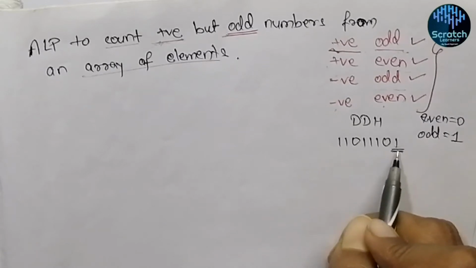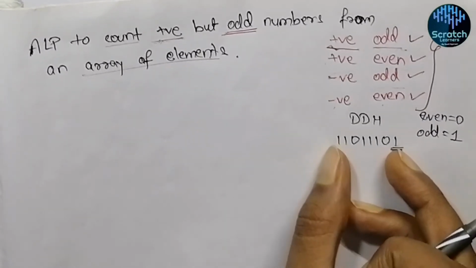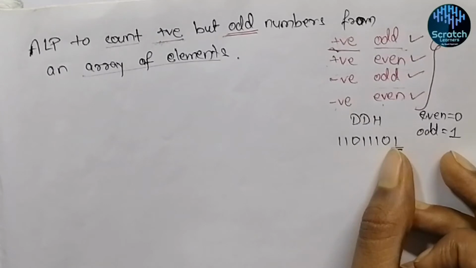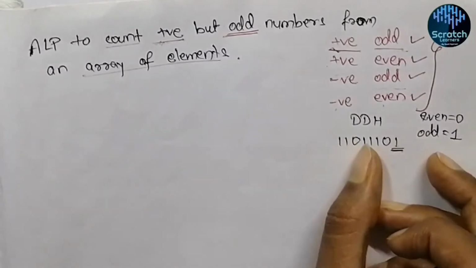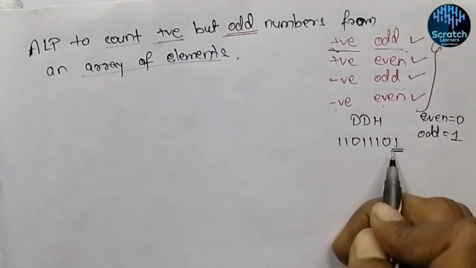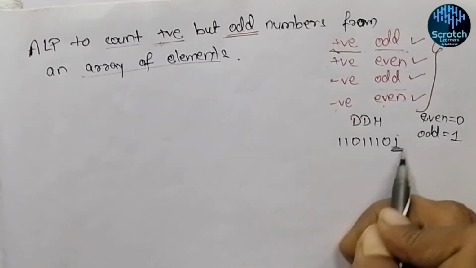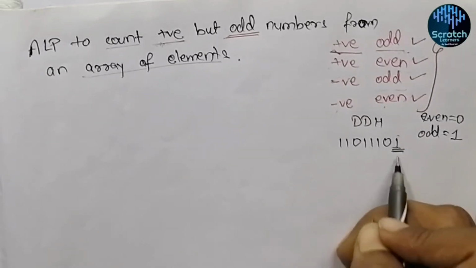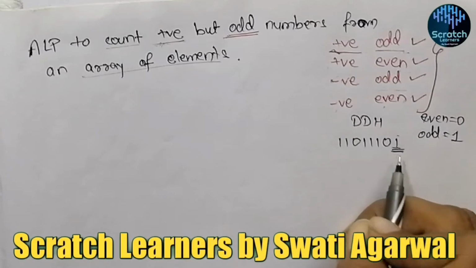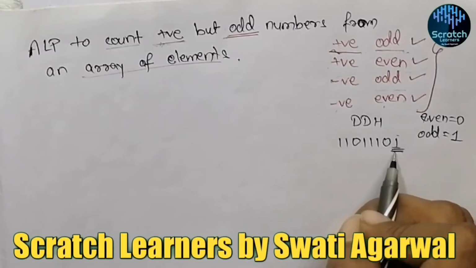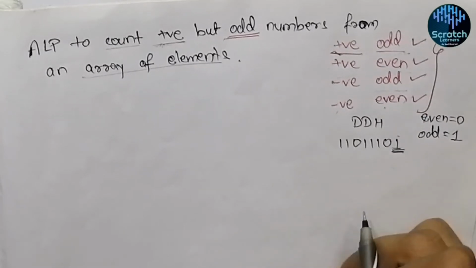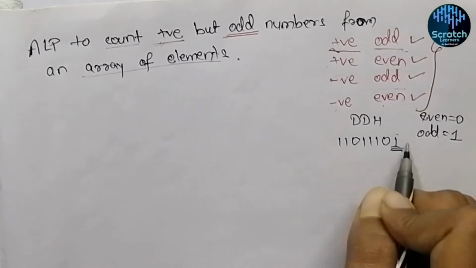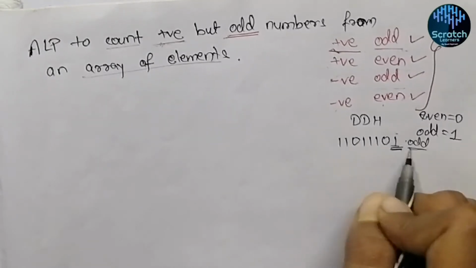And how will we check this? We will rotate this data towards the right. Then the carry flag will contain the least significant bit. By checking whether the carry flag is set or reset, we can determine whether the number is even or odd. Here you can see this is an odd number.